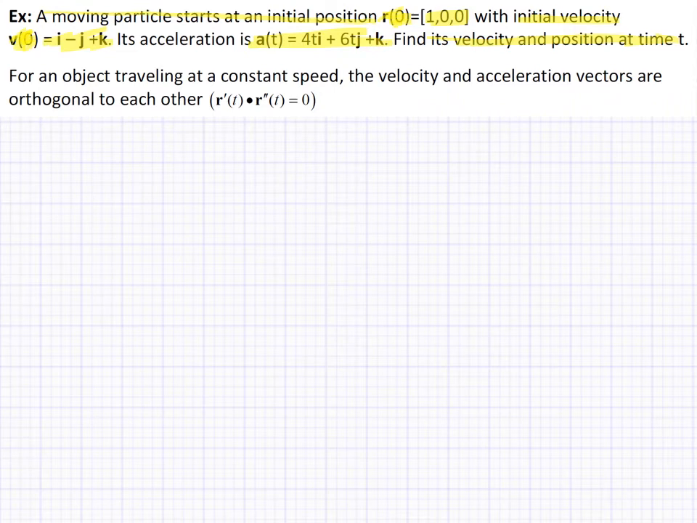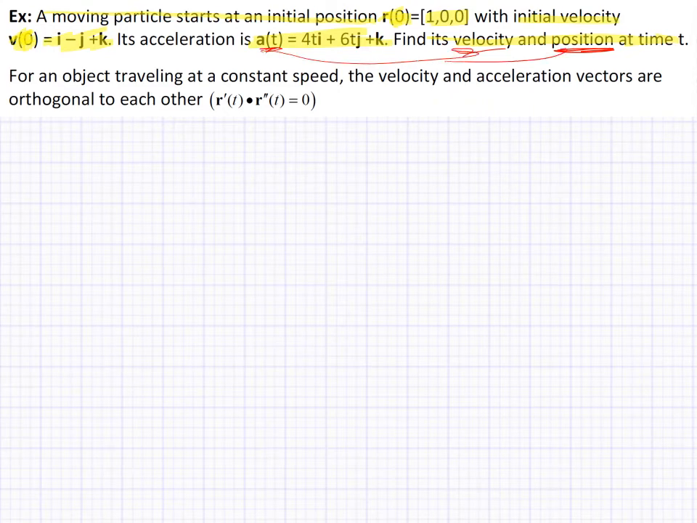All right. Find its velocity and position vectors at time t. In this case, I gave you the acceleration, and we need to find the position and velocity. This is the reverse of what we did in the previous examples, right? In the previous examples, I gave you the position, and then we had to find the velocity and then the acceleration. Here, I'm starting with acceleration and going backwards.